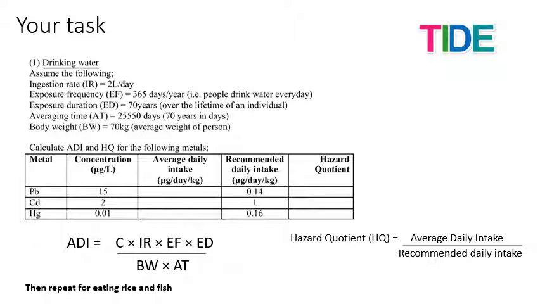So for each of these exposure activities, the concentrations of these metals, so this C value, is listed in these tables. And I've also listed appropriate values that I think would fit for these other variables in this ADI equation that we've discussed.